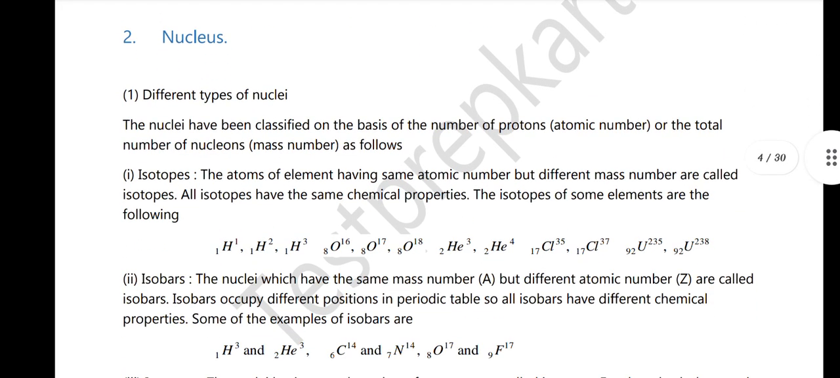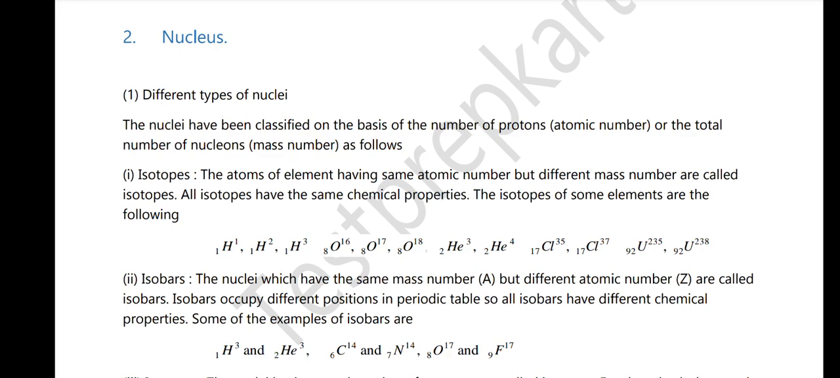Now the next topic is nucleus. There are many types of nuclei. Nuclei are classified on the basis of the number of protons, that is the atomic number, or the total number of nucleons, that is called the mass number. First is isotopes: atoms of elements having the same atomic number but different mass number. Isotopes you all will know, you have learnt it in your 10th also.